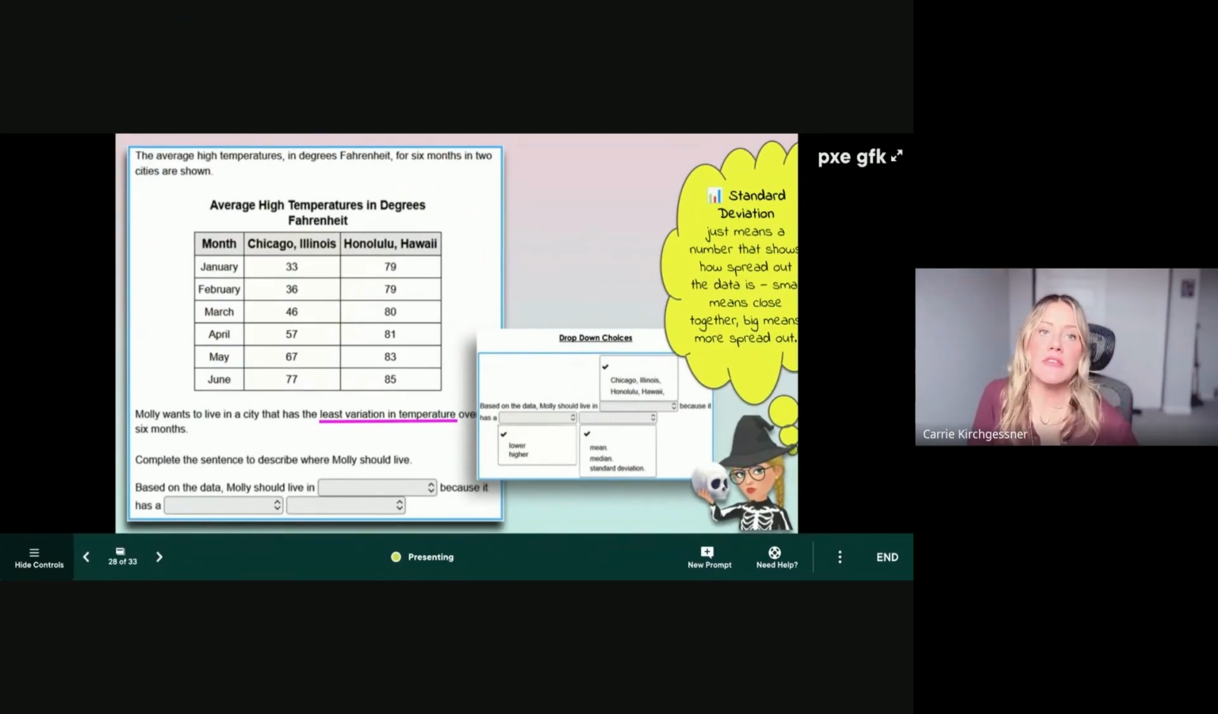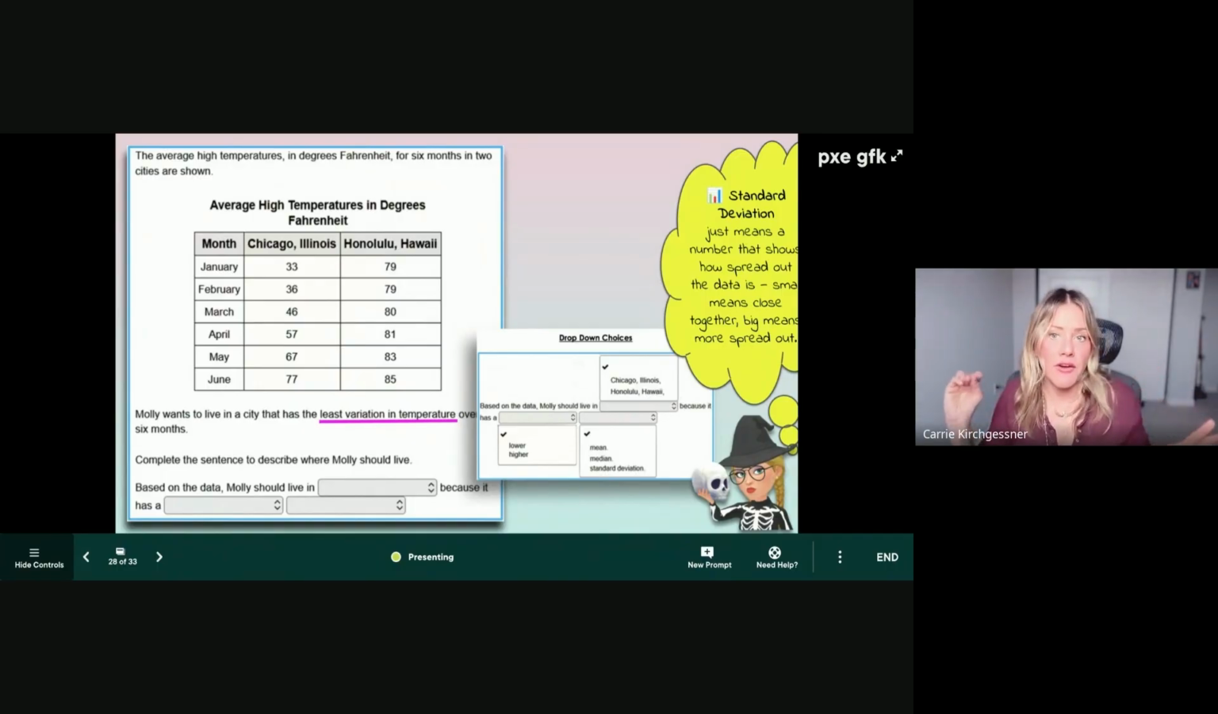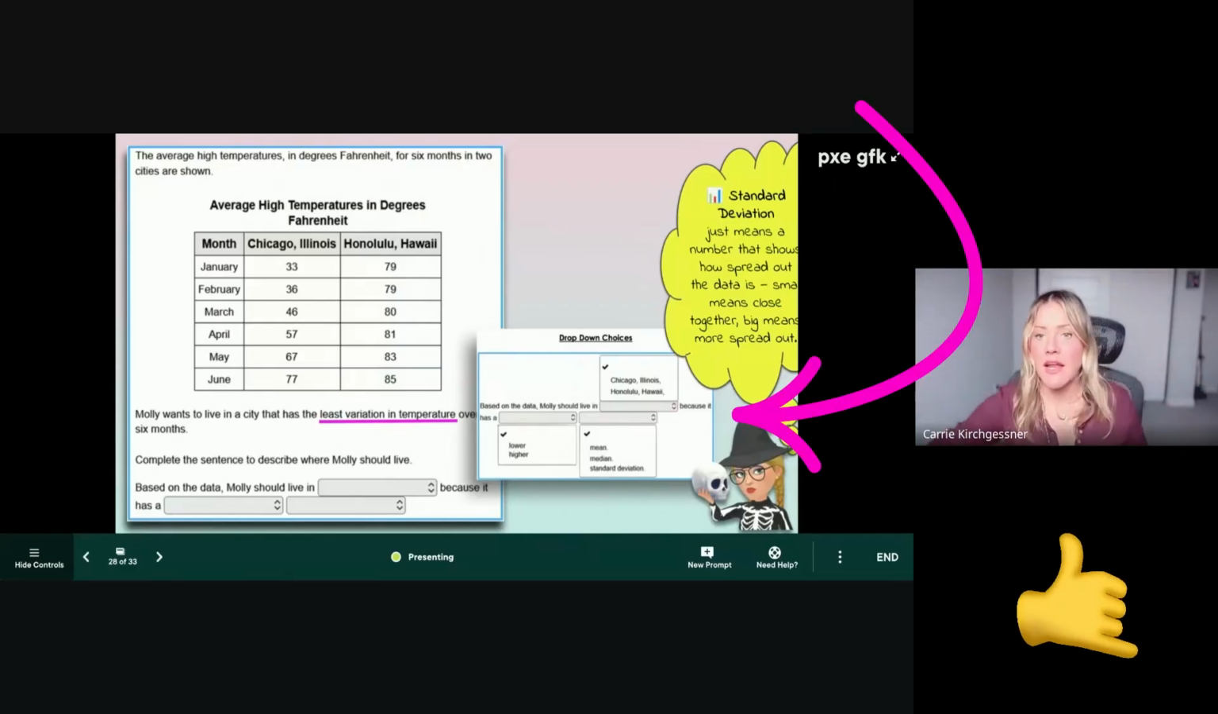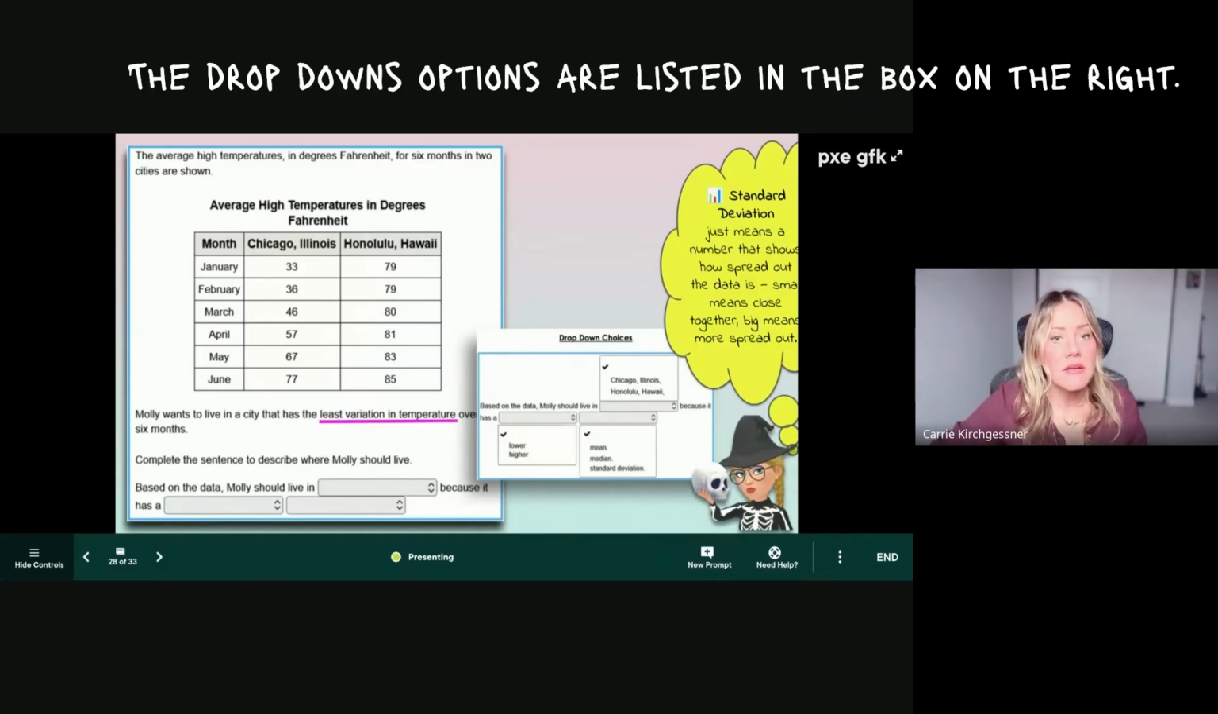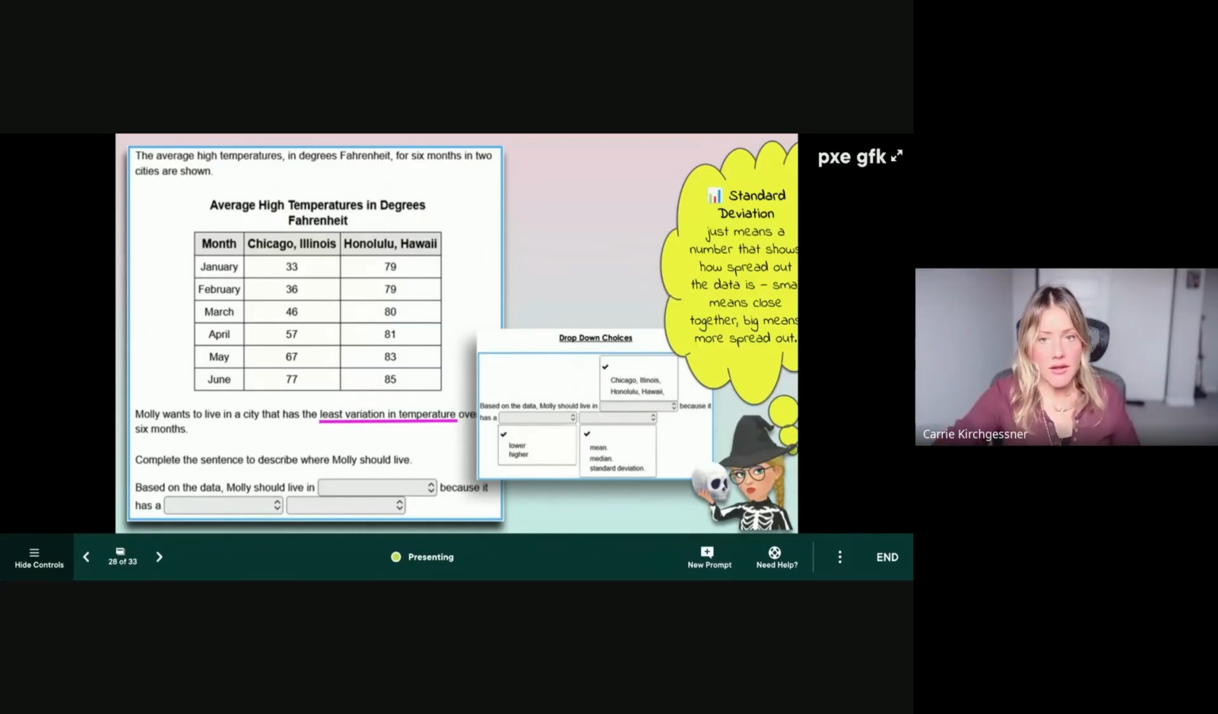The average high temperatures in degrees Fahrenheit for 6 months in 2 cities are shown. So this one's really cool. Molly wants to go live in a city that has the least variation in temperature. So she doesn't want to live in a place where she has to change her wardrobe very often, we'll say. She loves to wear shorts and halter tops, this Molly. So complete the sentence to describe where Molly should live. And right here on the right, those are the drop downs. So based on the data, Molly should live in Chicago or Honolulu because it has a lower or higher mean, median, or standard deviation.